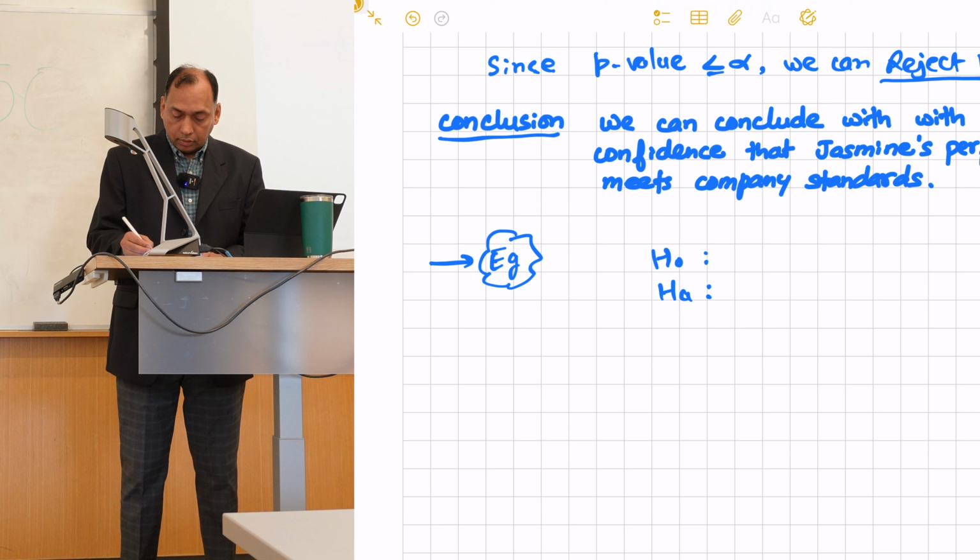So we can write, since p-value is less than or equal to alpha, we can reject H0. We can reject the null hypothesis. This means there is an improvement.